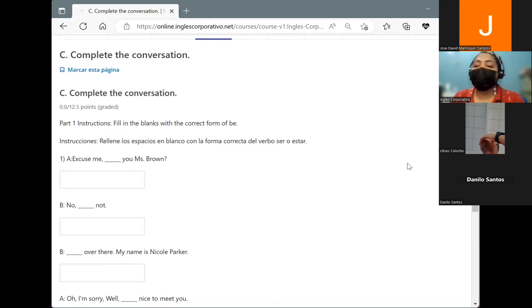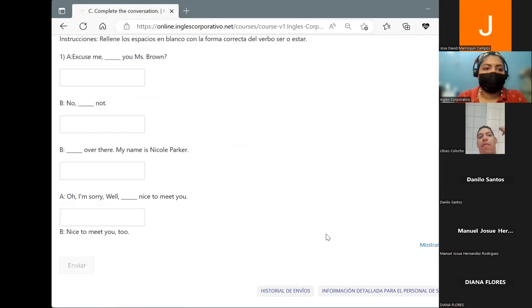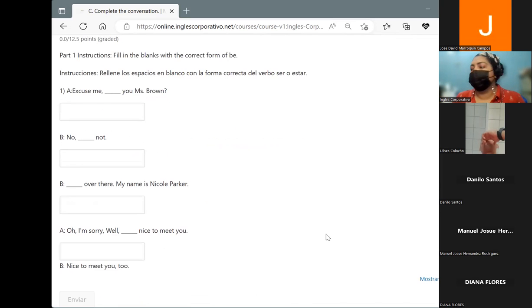Okay, very good. Excellent. Now, the next one. Part 3, complete the conversation. Vamos a completar la conversación. In this one, we have fill in the blanks with the correct form of the verb of be. En este caso, vamos a completar los espacios en blanco con la forma correcta del verbo be. Ahora, tenemos ahí las oraciones. En este caso, son pocas oraciones. Excuse me. You, Miss Brown? No, not. Over there, my name is Nicole Parker. Oh, I'm sorry. Well, nice to meet you. Y tenemos por último, nice to meet you too.